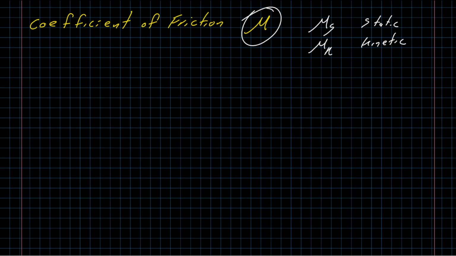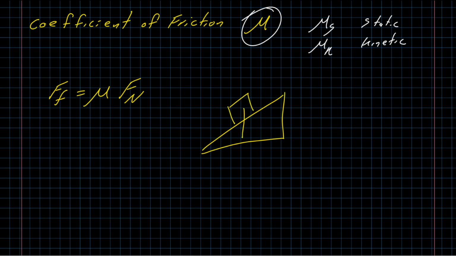The equation as a scalar says that the force of friction is equal to this coefficient of friction multiplied by the normal force. Remember that the normal force is the force that opposes an object trying to fall through a surface. So let's draw those arrows in a different color.